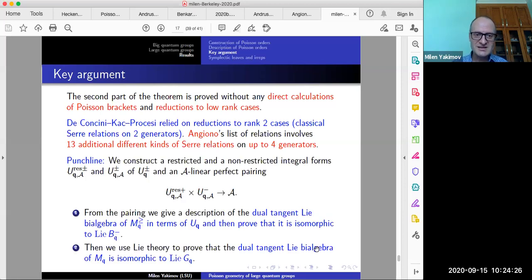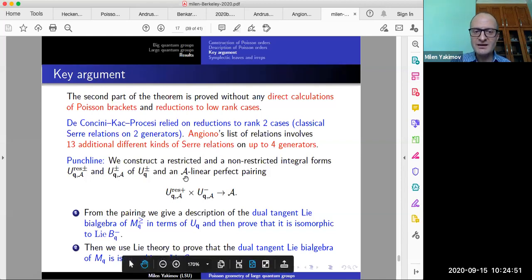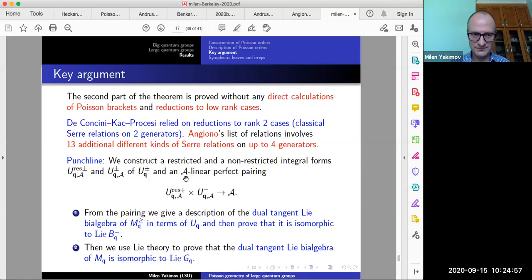So in a nutshell, we do the following. Inside each of these quantum groups that has the extra parameter Q, we have both a restricted and a non-restricted integral form. The restricted integral form has the divided powers, and the non-restricted integral form has no divided powers. And then there is a natural perfect pairing between these algebras. And the algebra A here that defines the integral forms is something like Laurent polynomials in this extra variable nu.